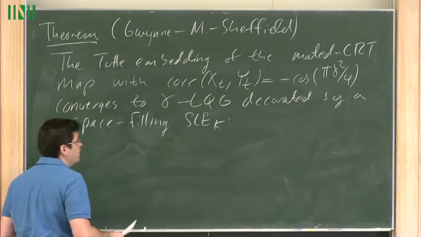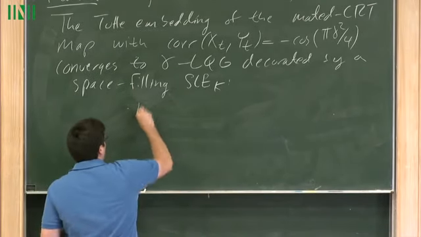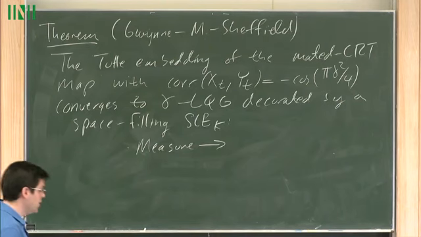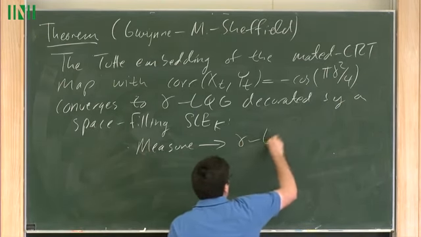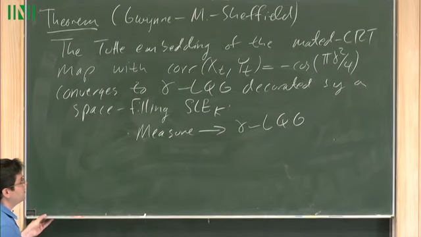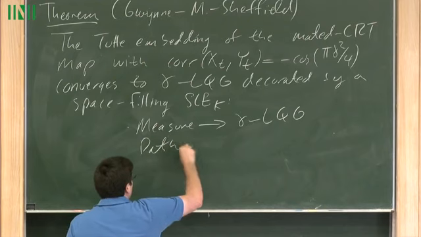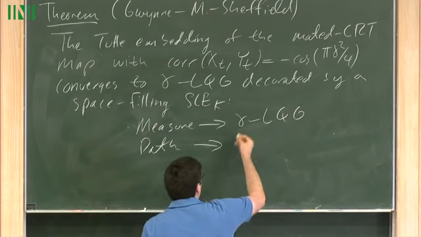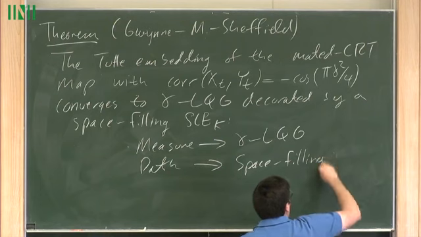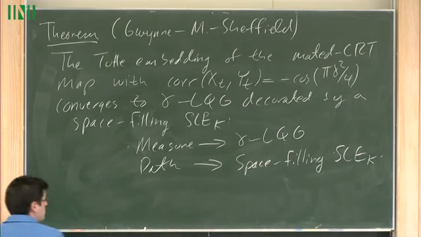Okay, and so what does this mean? This means that if you take the natural measure associated with your planar map, then the measure, after performing this embedding, is going to go to the gamma Liouville quantum gravity measure. And the mated CRT map always has associated with it a distinguished path, and the other part of the theorem is that this path is going to go to an independent space-filling SLE path. Okay.